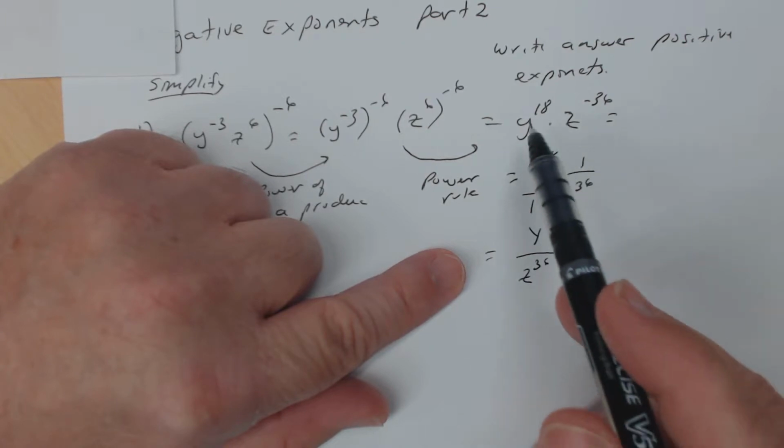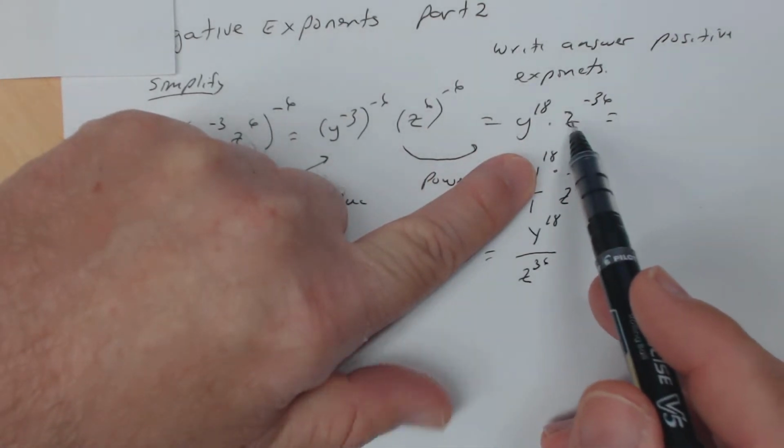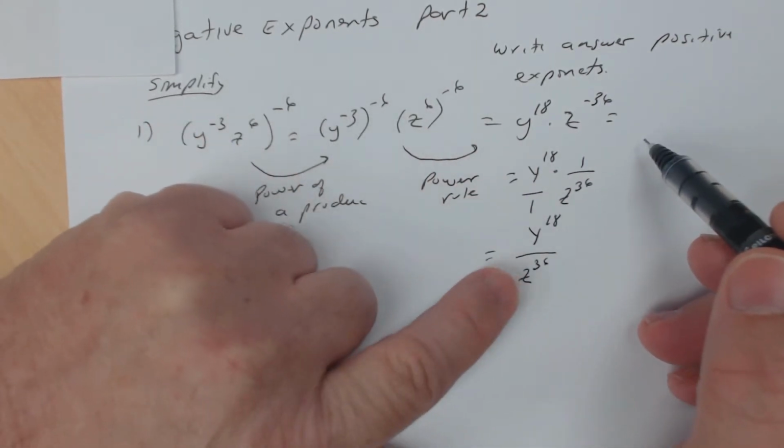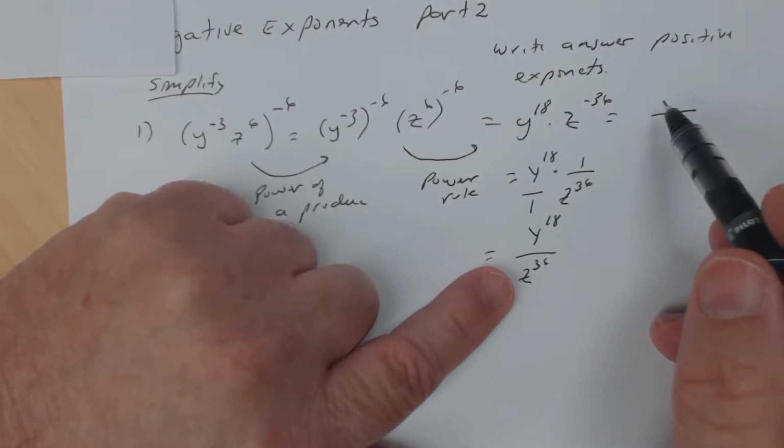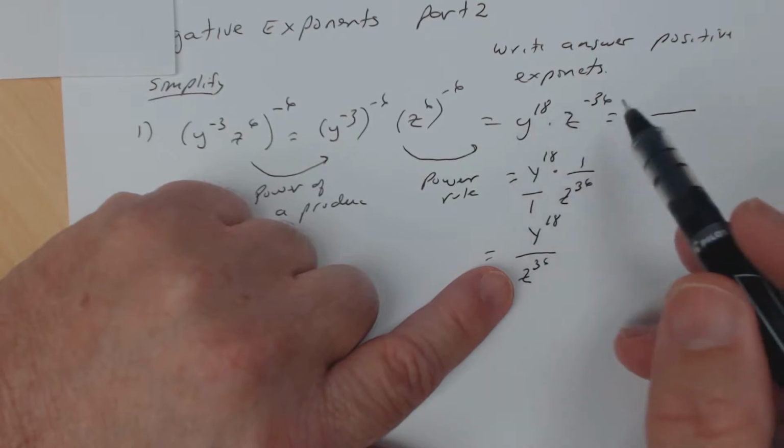Now, that's one way. The other way, going back to this, is knowing that you want to write it as one fraction. So you can put the numerator and the denominator. The numerator, anything that's positive stays where it is.